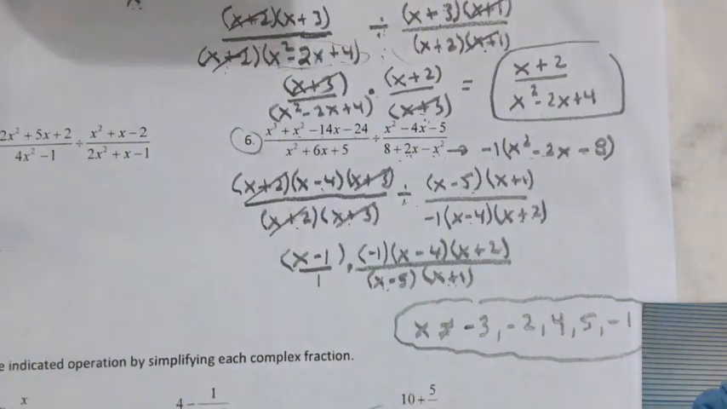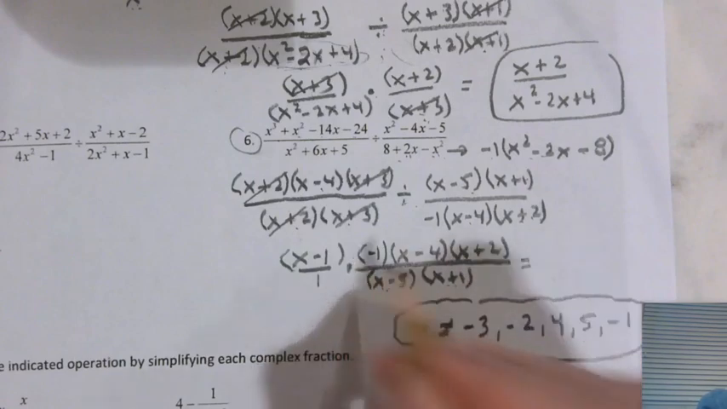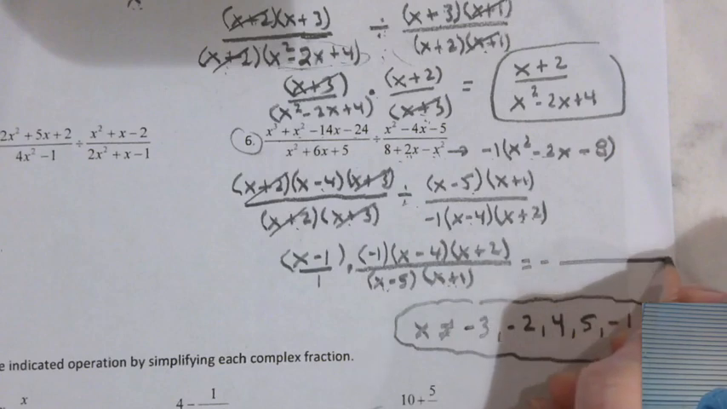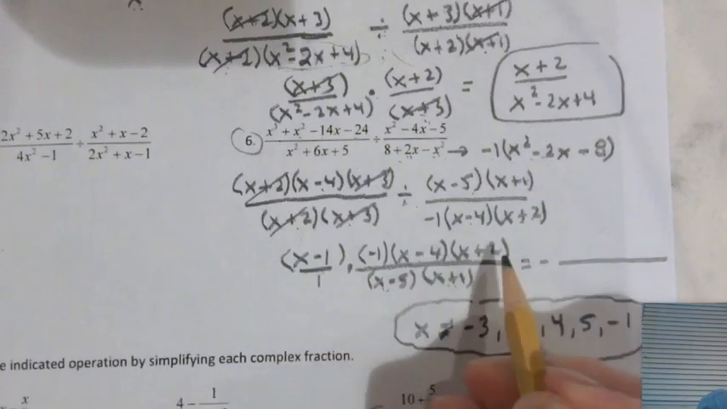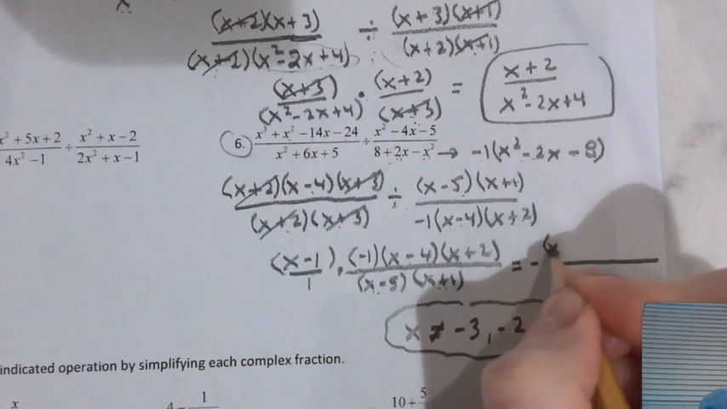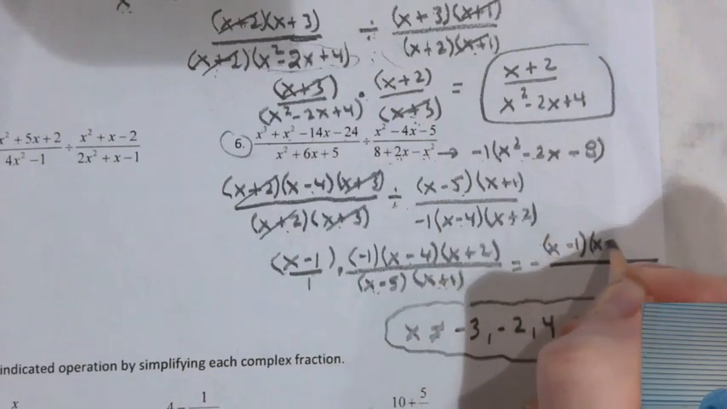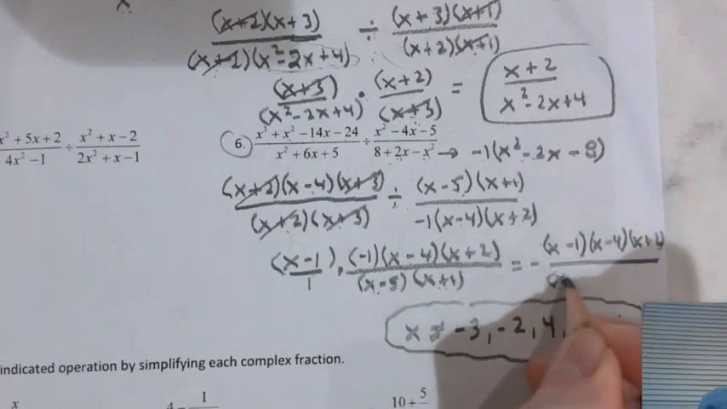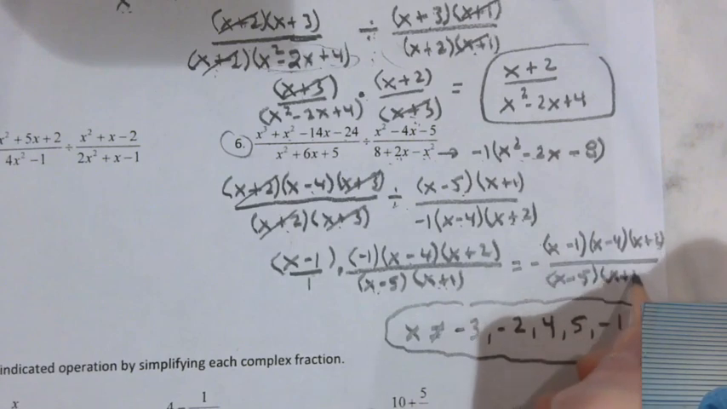Okay. So now what we've got is, let me just double check something. Okay, so now what do we have? We've got a negative 1. We could just pull the negative out front. And we've got x minus 1, x minus 4, x plus 2 over x minus 5 and x plus 1.